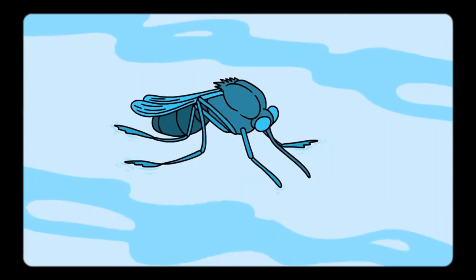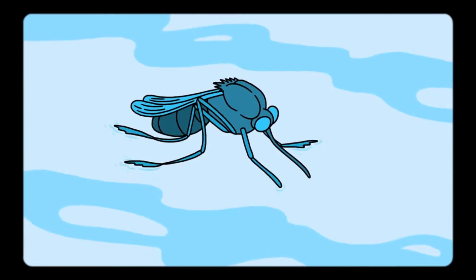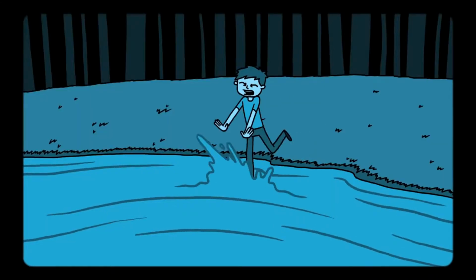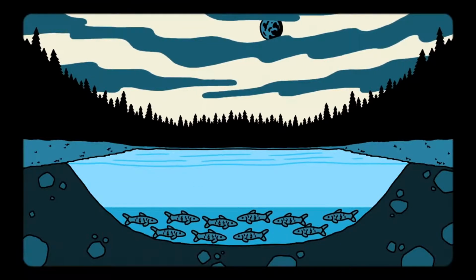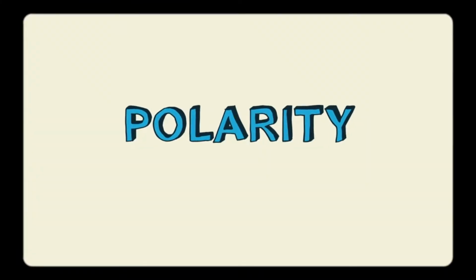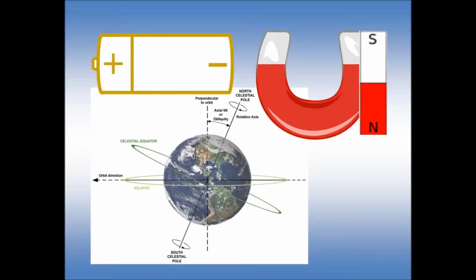How come some insects are able to walk on the surface of a pond, but you quickly sink to the bottom when you try to walk on water? And why do lakes freeze from the top down in winter? In a word, the answer to all of these questions is polarity.